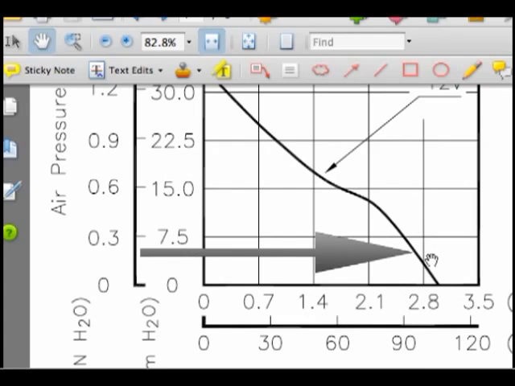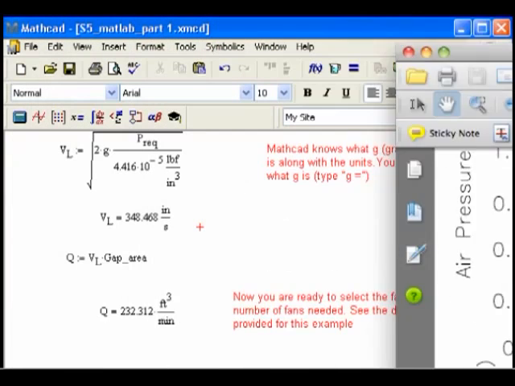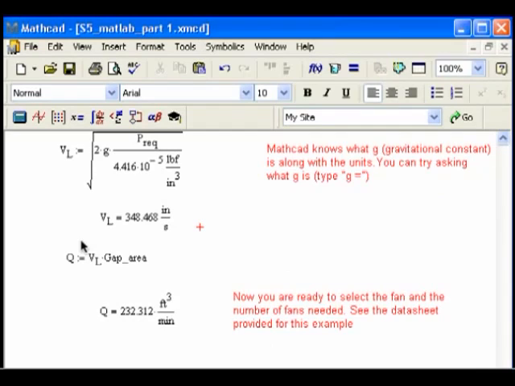So if I were to draw a line here across and where it intersects, it drops down to about 95 CFM. So that's the CFM I can get at the desired pressure. And so I need 232, and I can get 95 per fan. So that tells me that I need 3 fans. So that's going to be necessary for the second step.